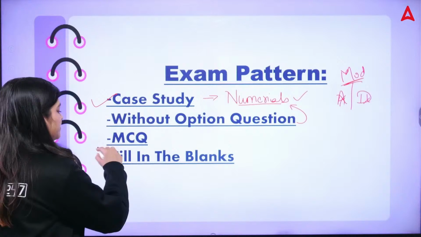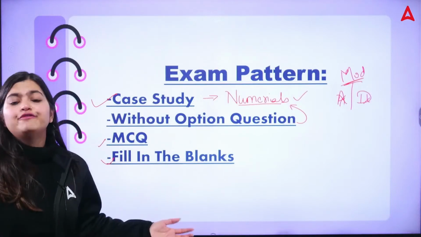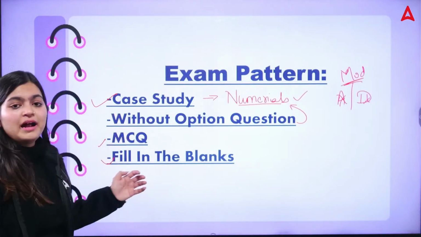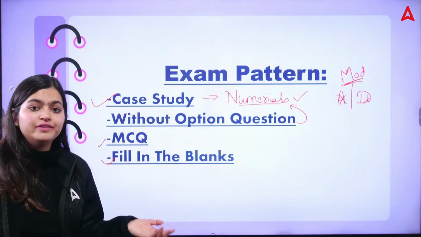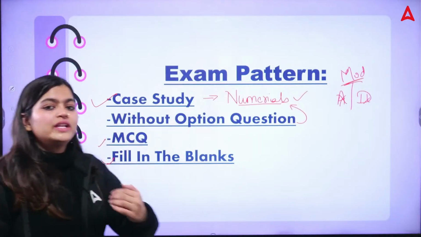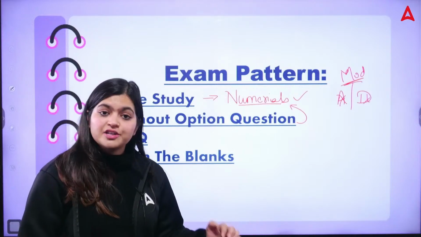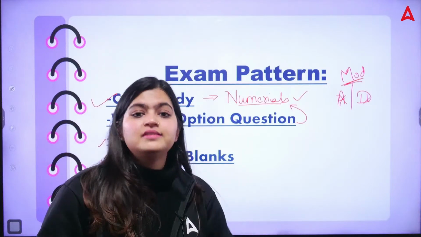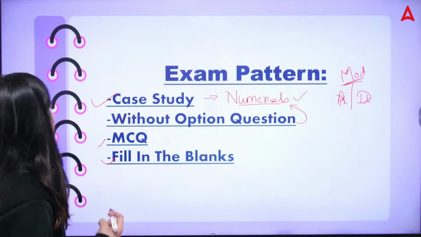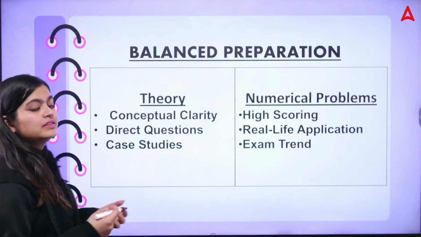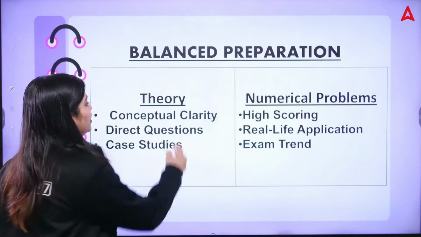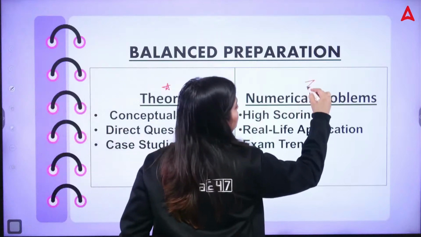Then we have MCQs, fill in the blanks. In any form they can ask. These are the exam patterns for your CAIIB level. So they can ask based on any type. That is why we need to balance our preparation. Now, when I say balanced preparation, what does that mean? That means including your theory as well as your numerical problems.